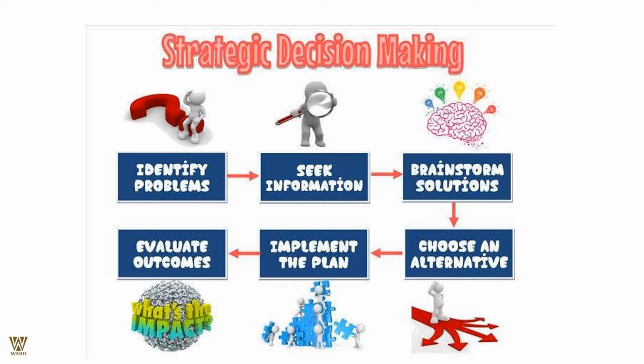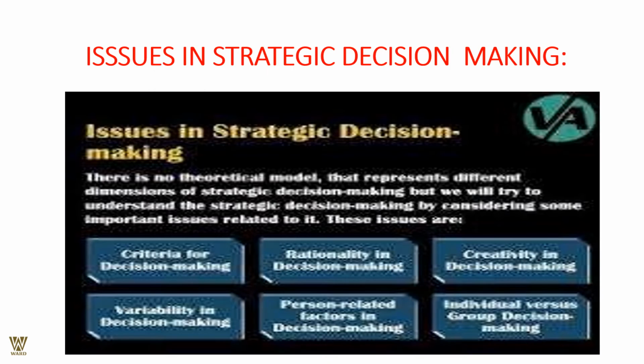If you look into it, the flow would be like this. We need to first identify the problems, and immediately after we have identified it, seek information associated with the problem. Brainstorm the possible alternative solutions, and of those alternatives, choose the best possible alternative that you are comfortable with. Once chosen, implement the plan and evaluate the outcome. Now, this is a simple way of arriving at a decision making process altogether.